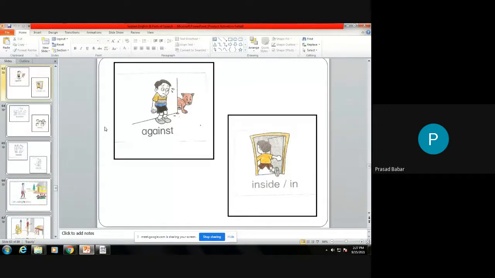Then see the next picture. Okay, so here is the next picture. Here in the third picture, there is a boy. Here in this picture, there is a boy which is standing or which has stood against the wall.